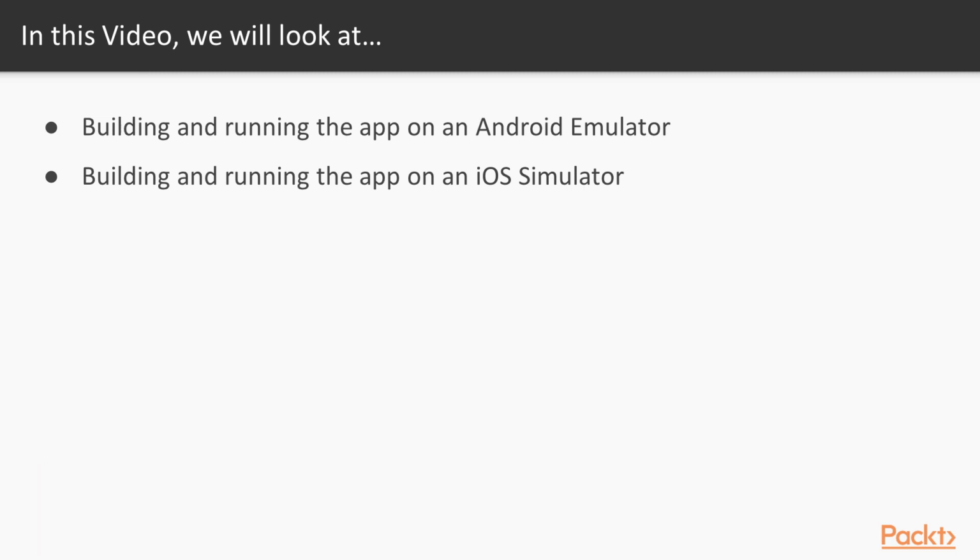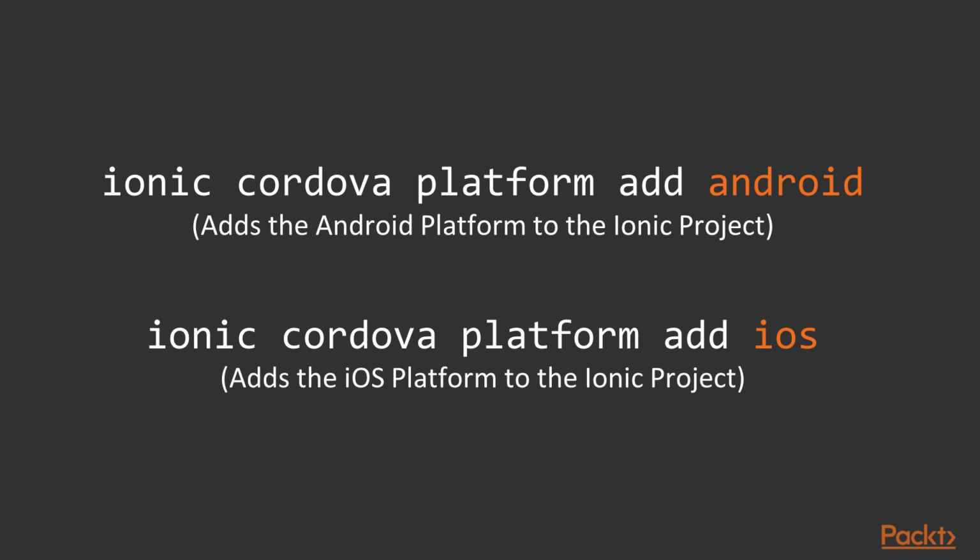To follow along in this lesson, make sure that you have installed and set up Android Studio and Xcode on your system. The first step in building an application for either platform is adding the platform to our Ionic application using the Ionic CLI. The command to do that is ionic cordova platform add followed by the name of the platform. The name of the platform can either be android or ios. If you pass in the keyword android as the name of the platform, the Android platform will be added to your Ionic project. If you pass in ios, the iOS platform will be downloaded and added to your Ionic project.